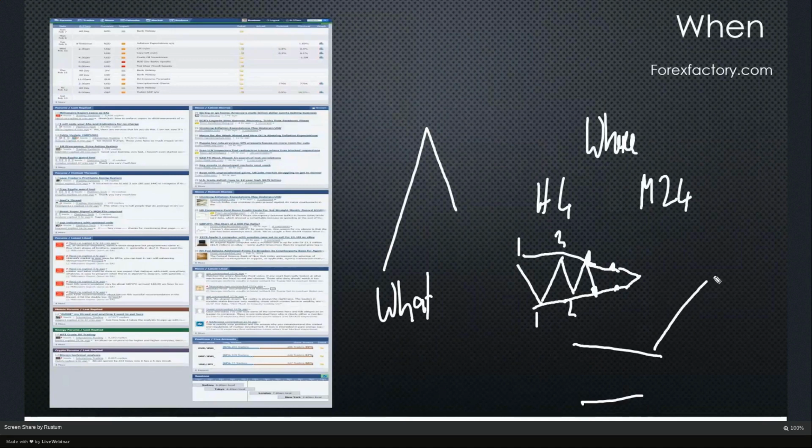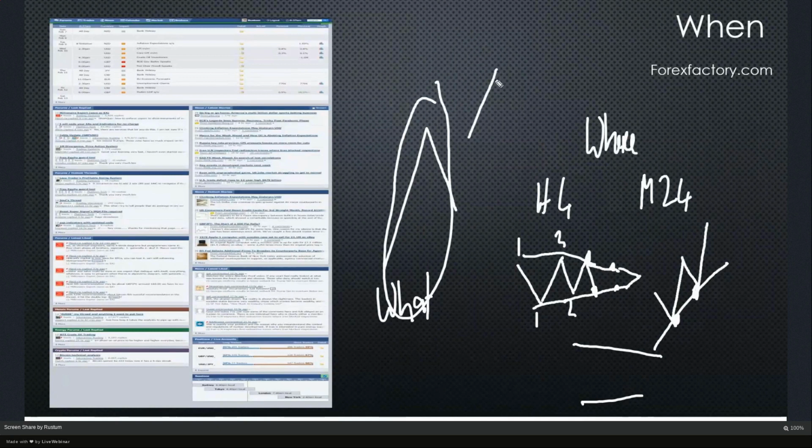Even if it's a trend line, we are looking at that. So we are looking here and here for the break and the pullback. Yeah, break and the pullback.